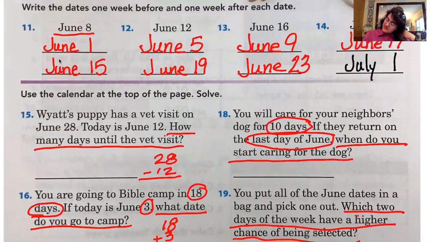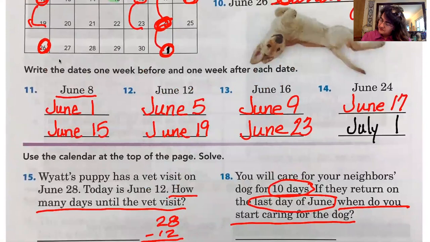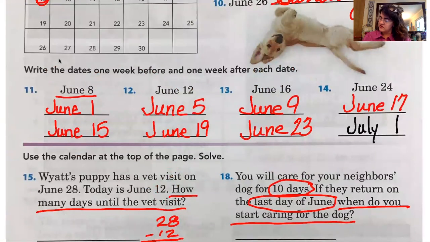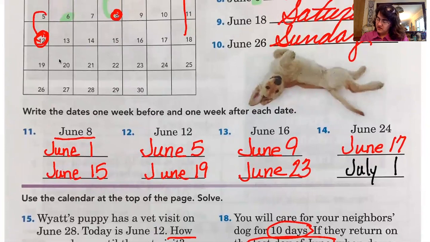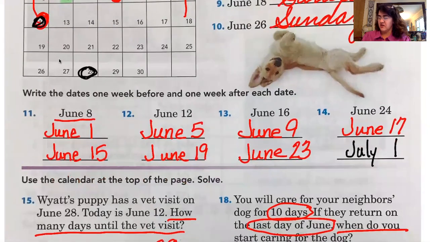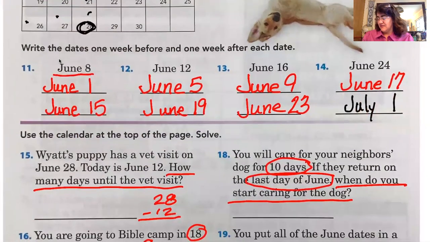Wyatt's puppy has a vet visit on June 28th. Let me get rid of our notes. June 28th, today is the 12th. How many days until the visit? So starting on the 12th, getting from here to here, how many days? Well, we can just count, right? We never count the day we start on. So here's 1, 2, 3, 4, 5, 6, 7, 8, 9, 10, 11, 12, 13, 14, 15, 16. 16 days until the visit.